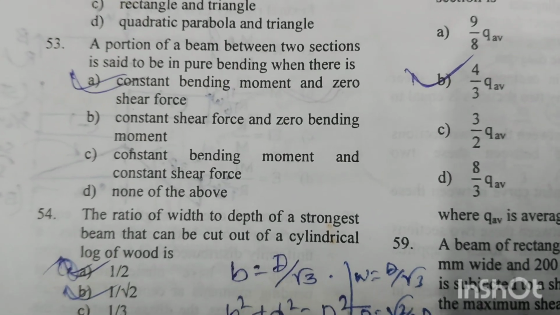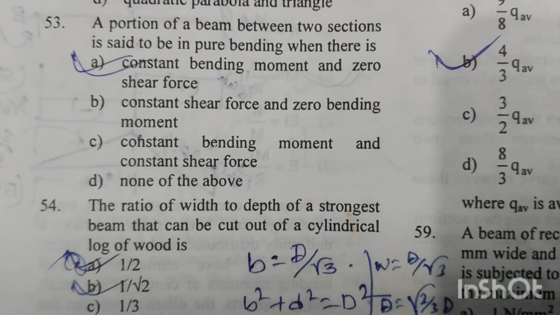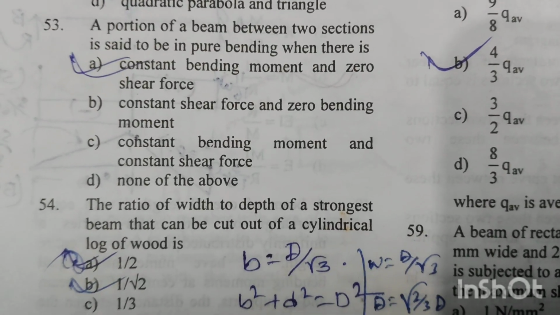Question number 53. A portion of a beam between two sections is said to be in pure bending when there is constant bending moment and zero shear force. Option A is the right answer.